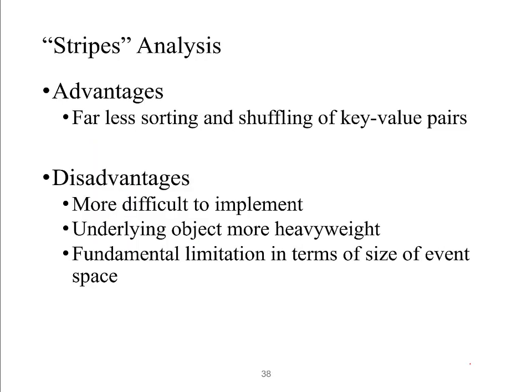Now, the advantage of this stripes idea is that there is far less sorting and shuffling of key value pairs. Before it was S times S, and now it is reduced to V, where V is the vocabulary in S. So the number of key value pairs is much less, and hence the sorting and the shuffling will be much less as well.